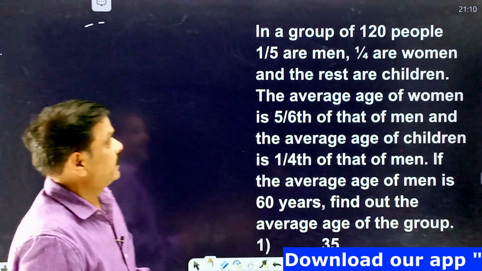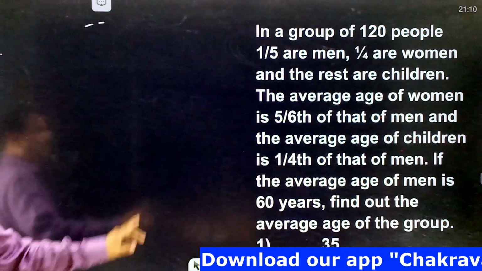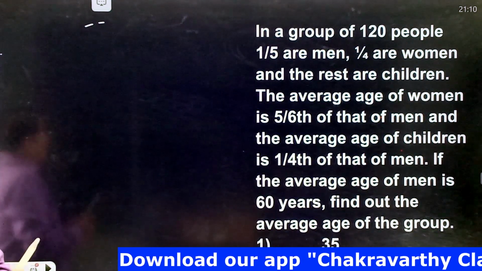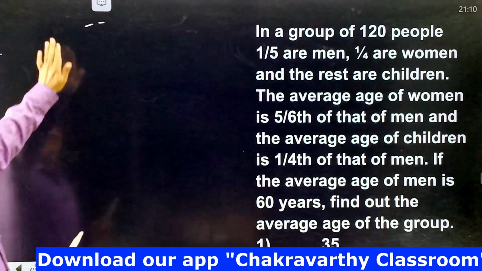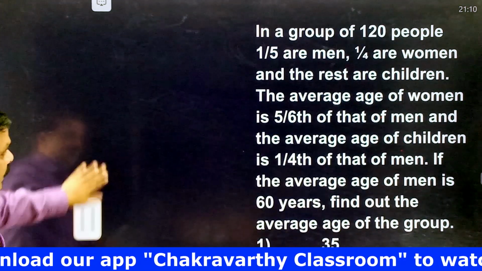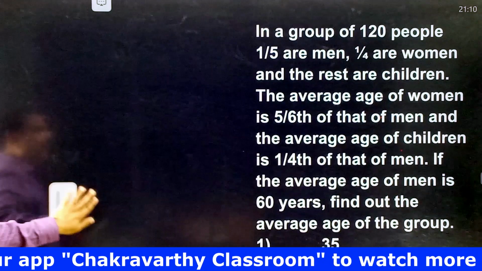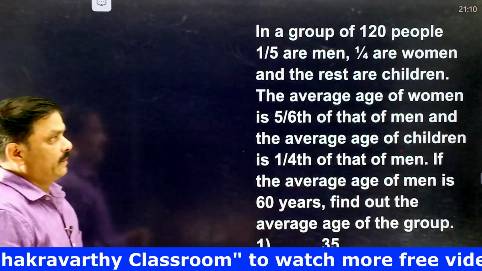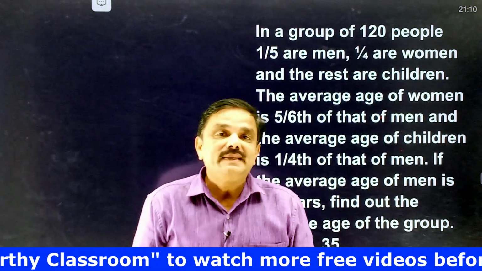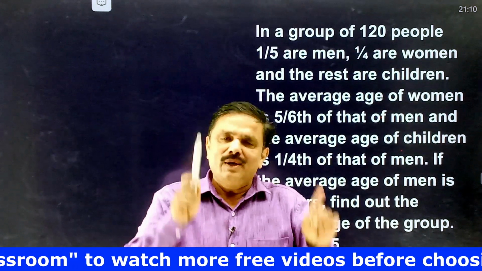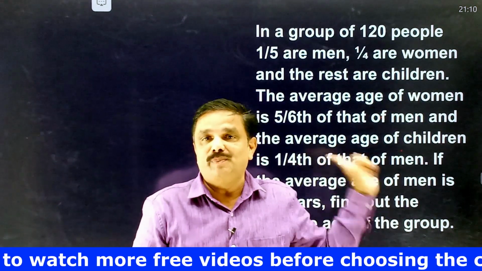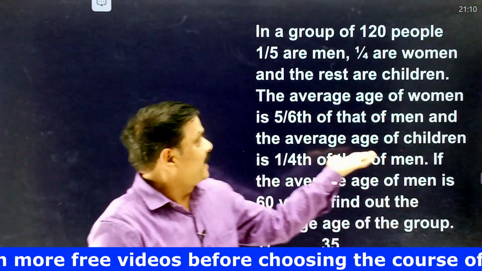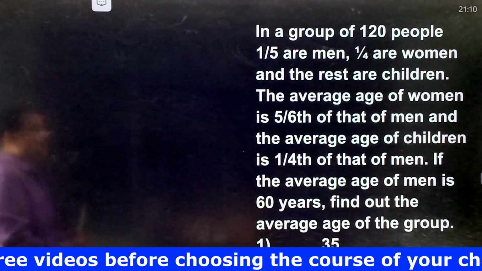Today we are going to discuss another very good question from the Averages chapter. One of the best questions, and you can use a very good short trick for this type of question. Nowadays in many competitive exams, particularly in SSC CGL and CHSL examinations, there are definitely some questions based on this logic.